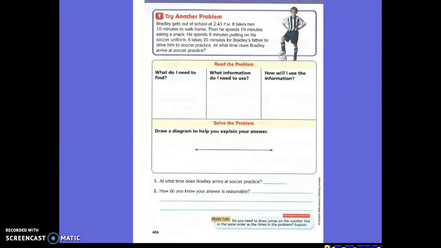Okay, now this problem's on us, boys and girls. So we have to figure this out. Let's read the story problem. Bradley gets out of school at 2:45 p.m. It takes him 10 minutes to walk home. He spends 10 minutes eating a snack. He spends 8 minutes putting on his soccer uniform. It takes 20 minutes for Bradley's father to drive him to soccer practice. At what time does Bradley arrive at soccer practice?